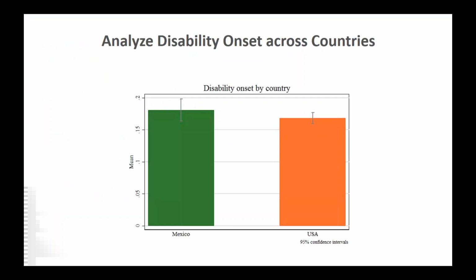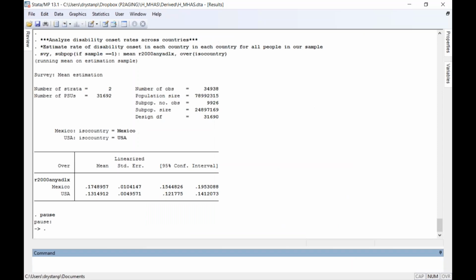If we look at this graphically, of course, you can see what we saw before in our Stata results, which is that Mexico has a slightly higher rate, although they are fairly close together. And it does look like they might be a little bit statistically significantly different, but we could test that.